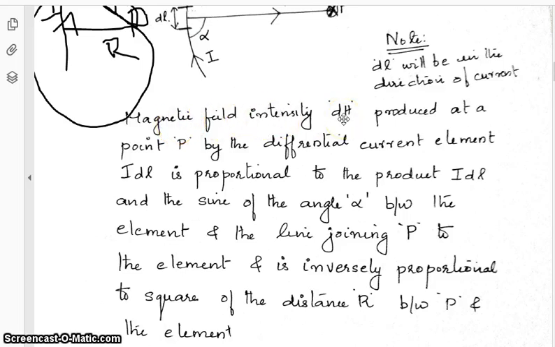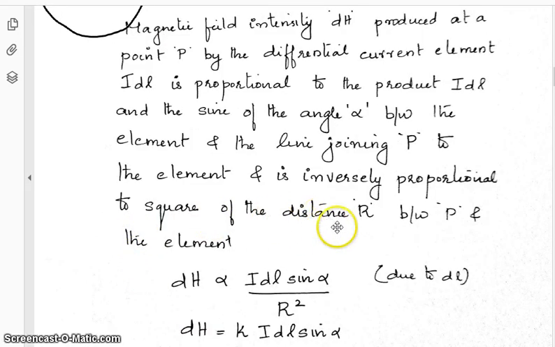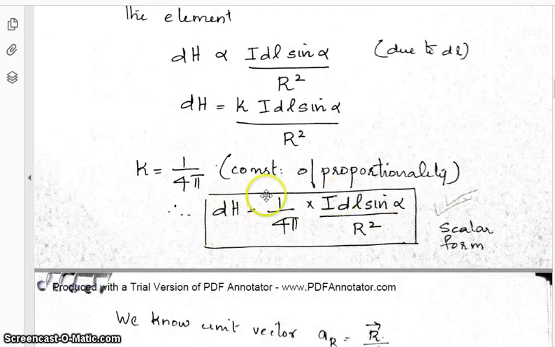Magnetic field intensity dH produced at a point P by the differential current element IdL is proportional to the product of IdL and the sine of the angle alpha between the element and the line joining P to the element, and is inversely proportional to the square of the distance r between P and the element. And this is the scalar form representation of dH. dH is equal to 1 by 4 pi I dl sine alpha by r square.